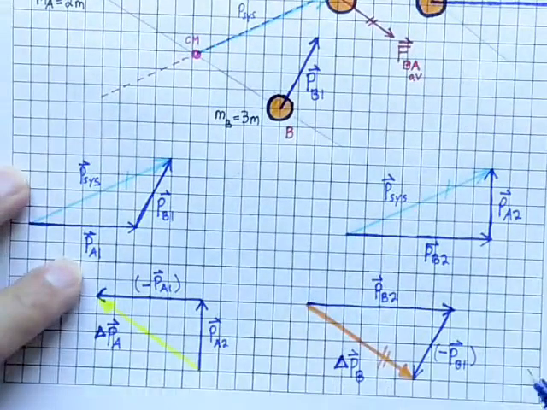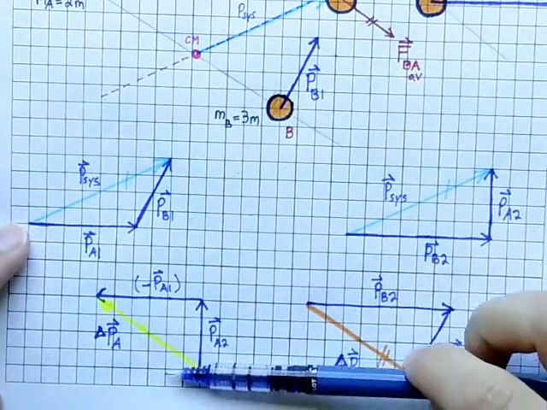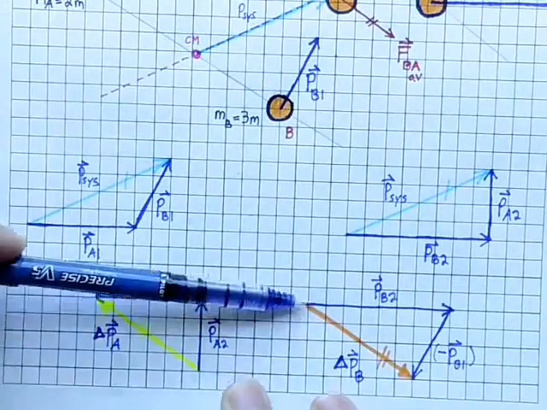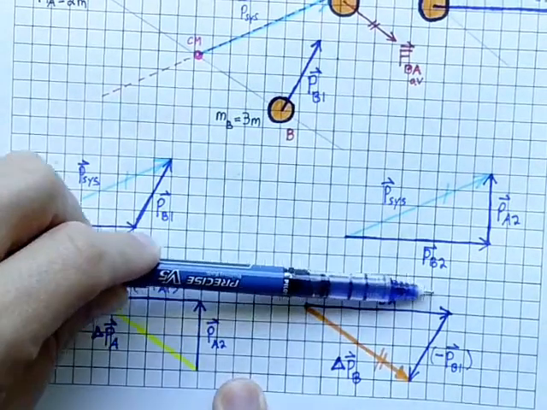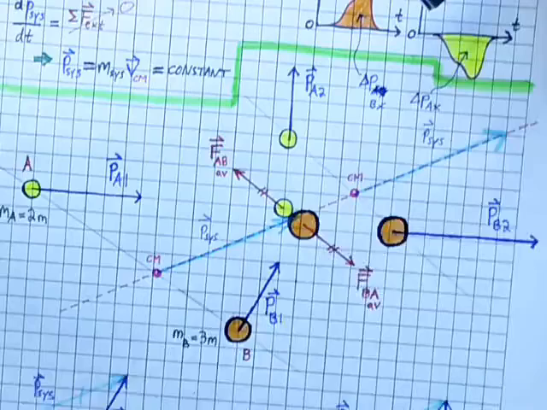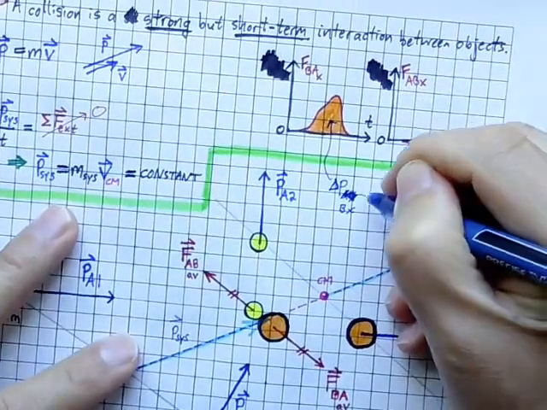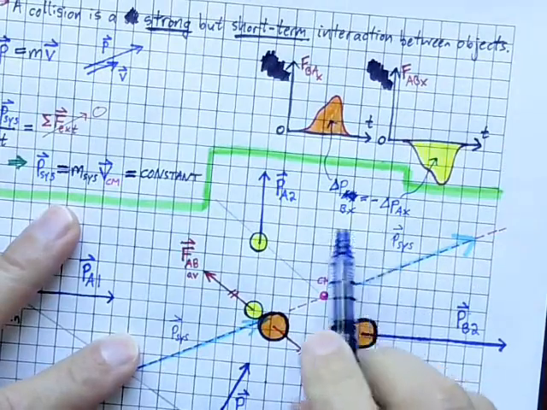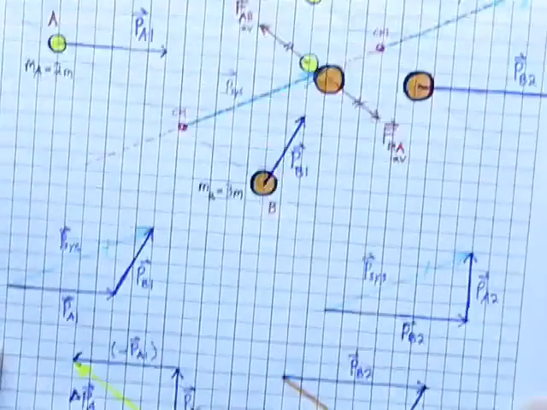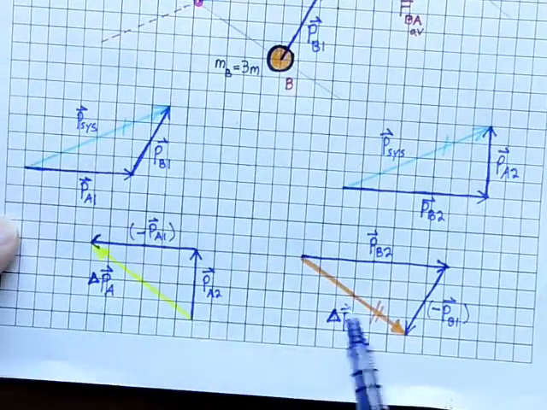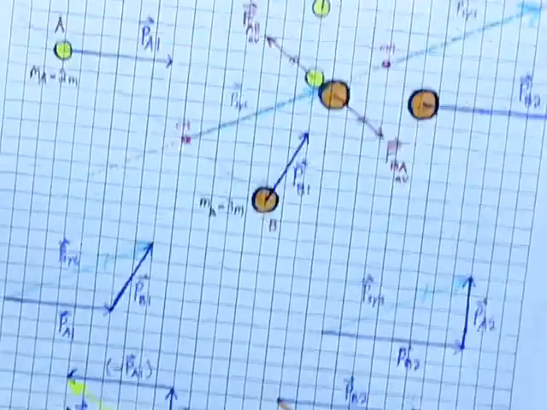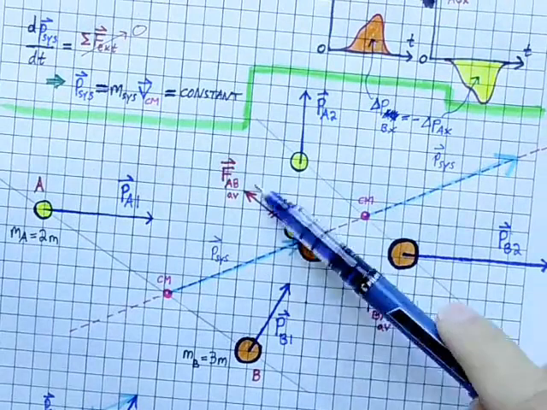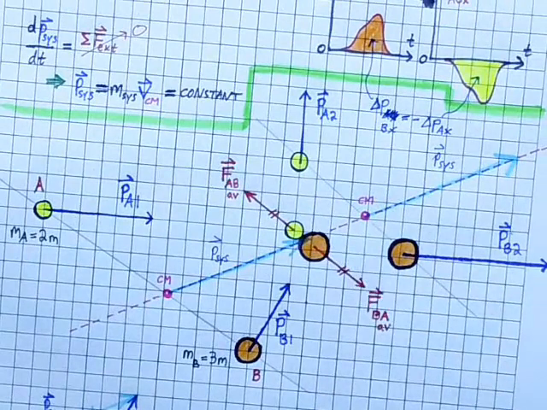A's momentum had a negative change in the x direction. B's momentum had an equal but opposite positive change in the x momentum. So indeed, those two areas are equal and opposite to each other. The impulses are equal and opposite, just as these delta p vectors are equal and opposite, just as the average forces on them are equal and opposite, all coming from Newton's third law.